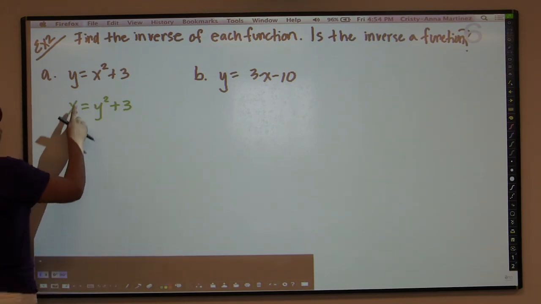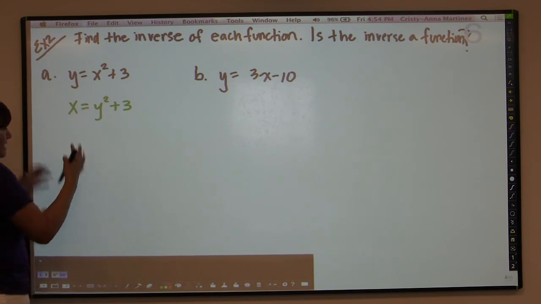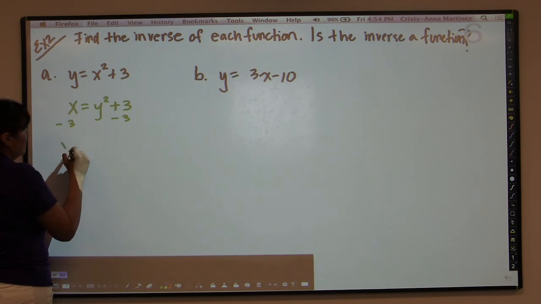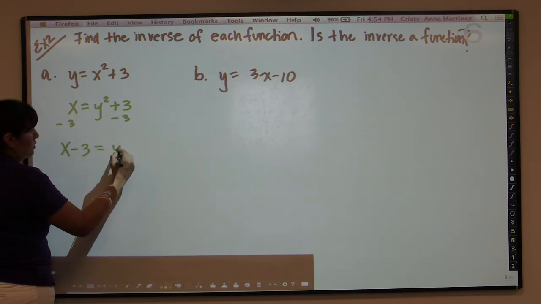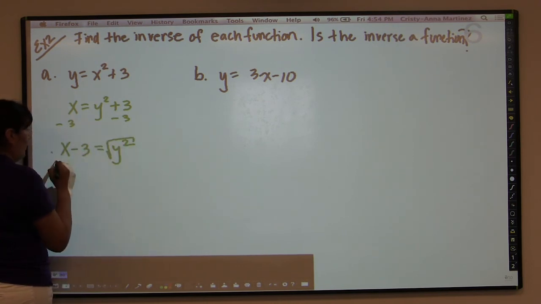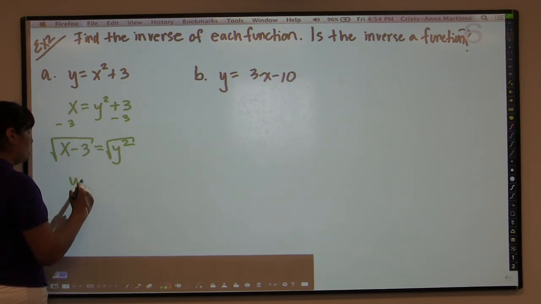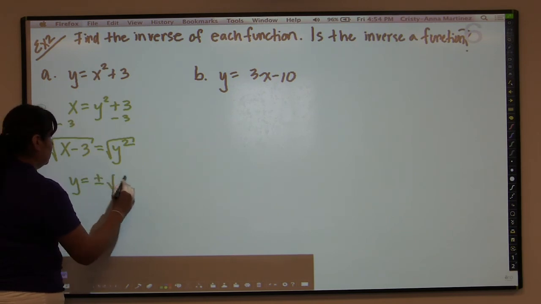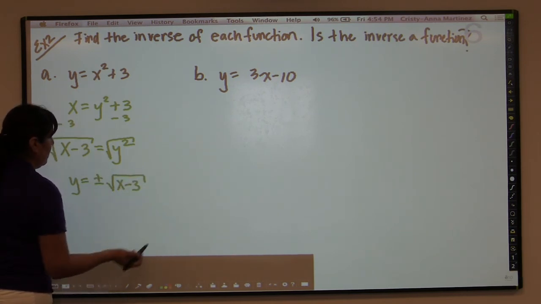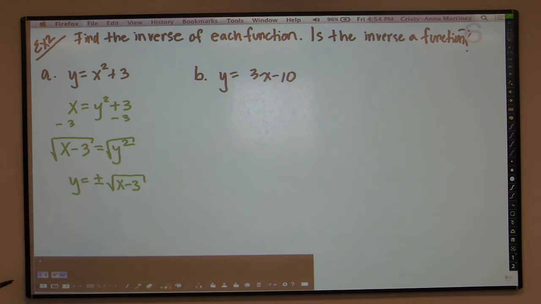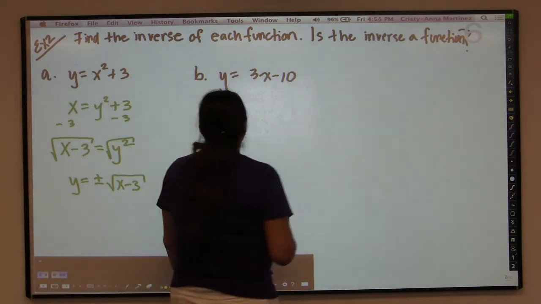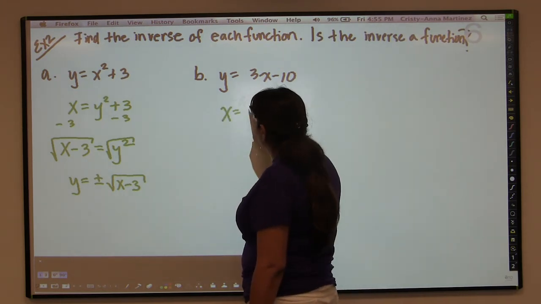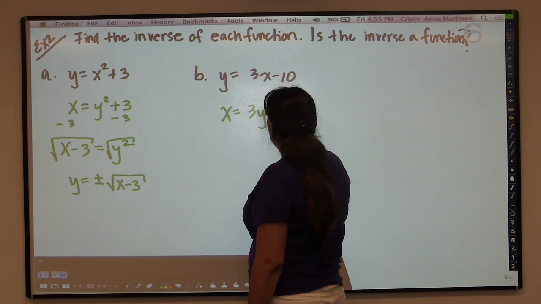So because of that, I interchange x and y, and then I proceed by solving for y. So I subtract 3 from both sides, so I get x minus 3 equals y squared, and then I square root, and we've already said this before in class, anytime you square root something, you have to put plus or minus. So you get plus or minus square root of x minus 3 for A. For part B, find the inverse, same idea, you want to interchange x and y, so x equals 3y minus 10, and then solve for y.